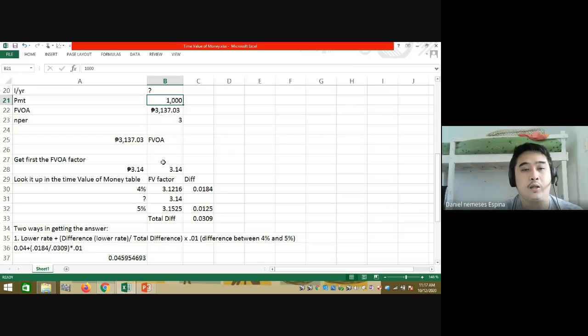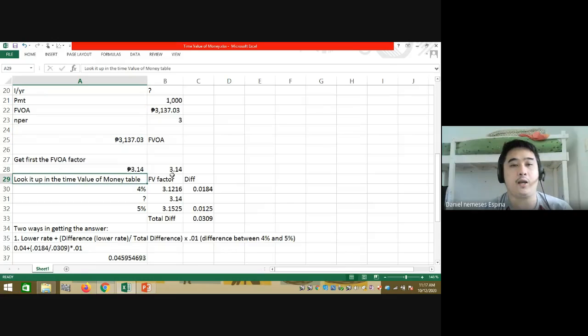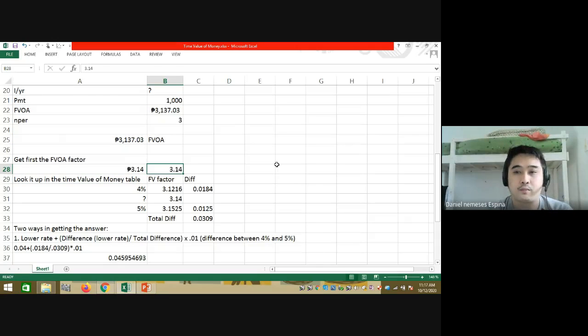Okay? So that is equivalent to 3,137 divided by 1,000, the payment. The factor is 3.14. Now, unsay next step nato? So we already know the factor, that it is 3.14. So we look it up in the time value of money table.